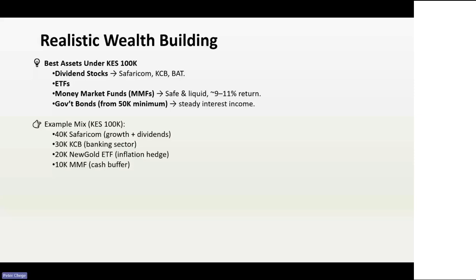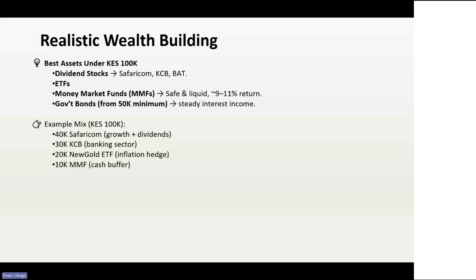Then there are government bonds. Maybe the minimum is around 50,000. So you can also start buying, but also check your returns. And you can try and split now the 100,000 within the various assets, like we did with Junior.